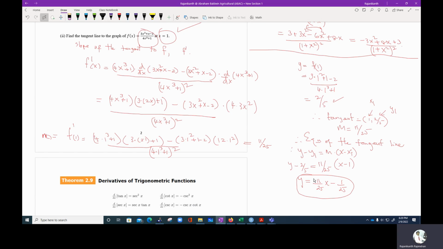First, find the derivative. Always, you need to find the derivative if you want to find the tangent line slope. Then plug in the values. Since the given function is a quotient function or rational function, that's why we use the quotient rule to find the derivative.